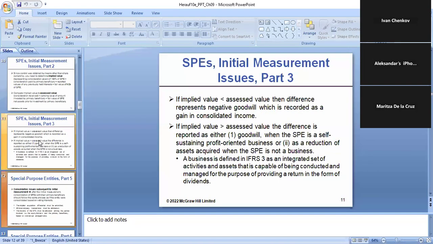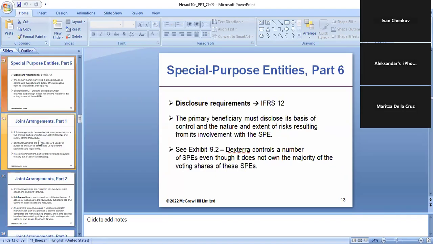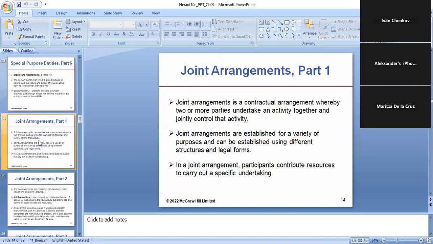That's not so important. I want to see something that I'm going to test you on, on the quiz. Joint arrangements. That will be something that's going to be tested on the quiz. The joint arrangements. This one is important because CPA starts throwing questions on this area of accounting, on the joint arrangement specifically.